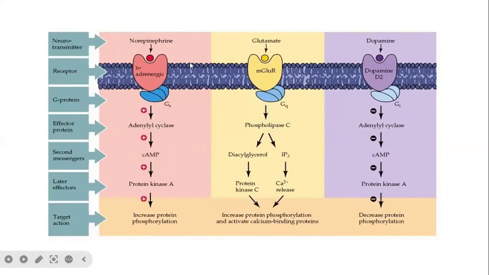Then we have another ligand which is stimulating the GS receptor alpha subunit. This will activate the adenylyl cyclase enzyme, which will cause increased cyclic AMP, which will activate protein kinase A and will generate a cellular response, which is increased protein phosphorylation. Same thing with GI, except you can see it is inhibiting adenylyl cyclase, reducing the amount of cyclic AMP, decreasing the activity of protein kinase A, leading to decreased protein phosphorylation.